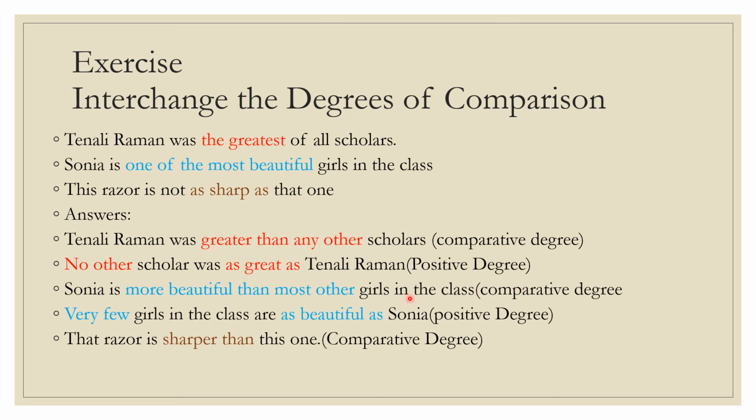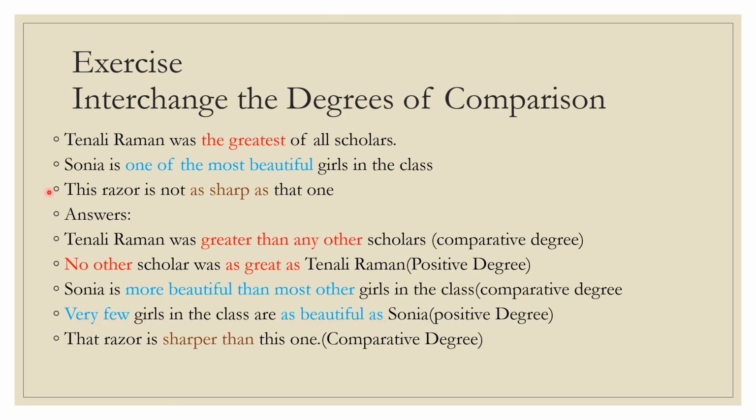So in the comparative degree, you will write more beautiful than most other. So the sentence is: Sonia is more beautiful than most other girls in the class. And in the positive degree, you will begin with very few. So: very few girls in the class are as beautiful as Sonia. So follow this sentence pattern. When it is one of the most beautiful, then more beautiful than most other. And in the positive, you will begin with very few, as beautiful as.